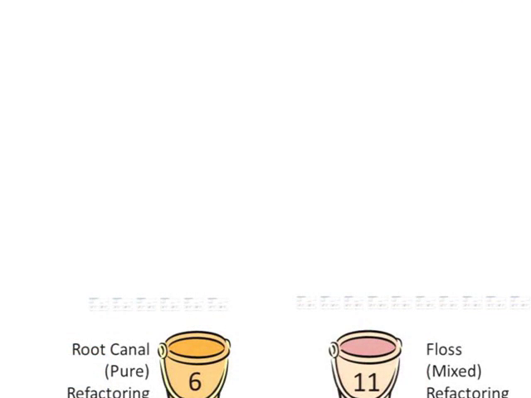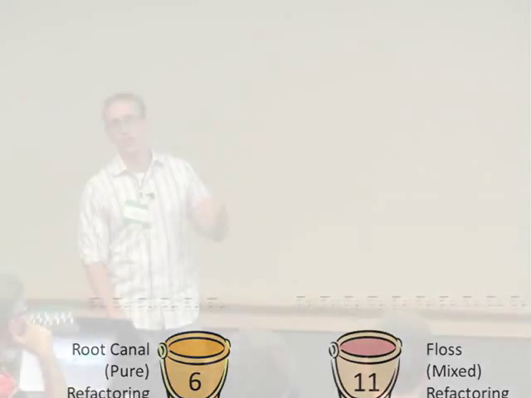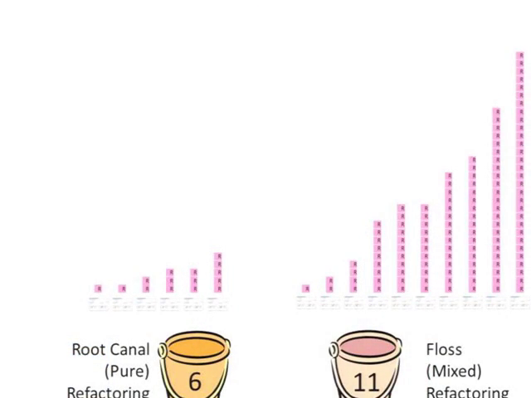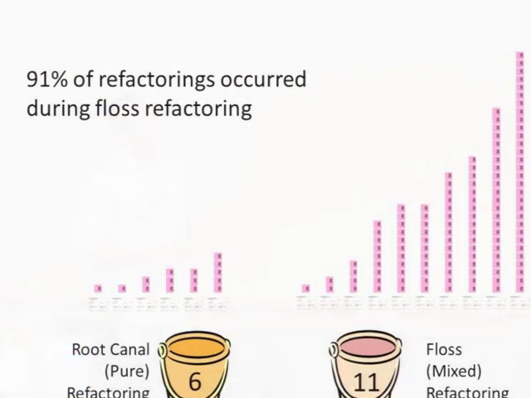If you look at each individual change and count the number of refactorings in each commit that people did, what you find is that the root canal refactorings are typically a lot smaller. People don't make so many changes in the root canal refactorings. The floss refactorings involved a lot more refactoring going on, but also the changes were a lot more involved. So if you just look at the individual refactorings, 91% of refactorings occurred as part of a floss refactoring.